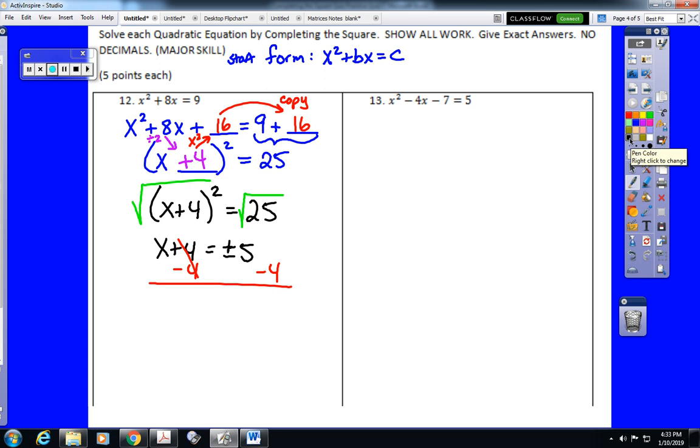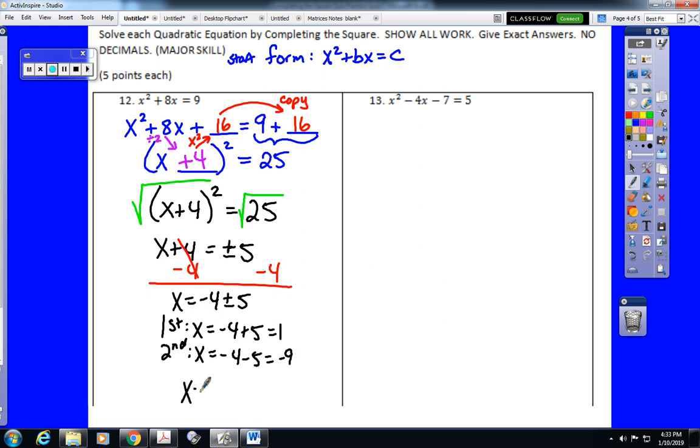Now that gives us negative 4 plus or minus 5. That can be split up, so we have to do it. Negative 4 plus 5 is 1. And negative 4 minus 5 is negative 9. So my answers are 1 and negative 9. On to the next problem.